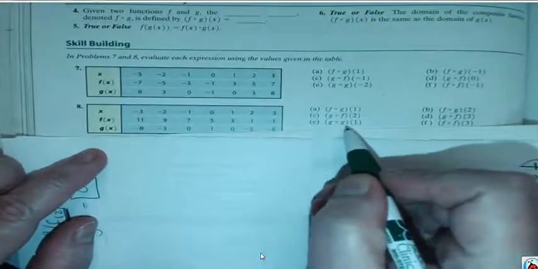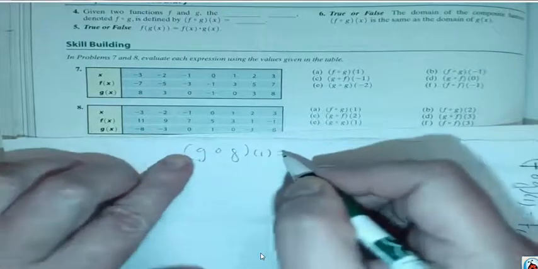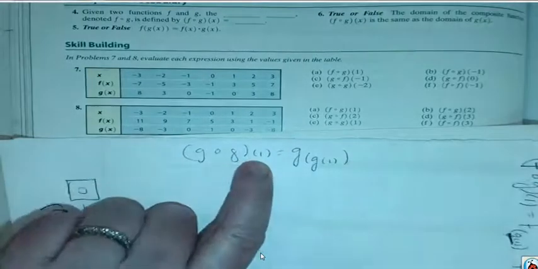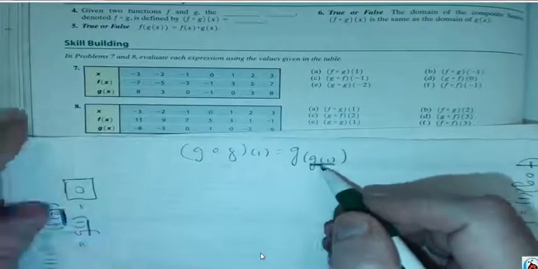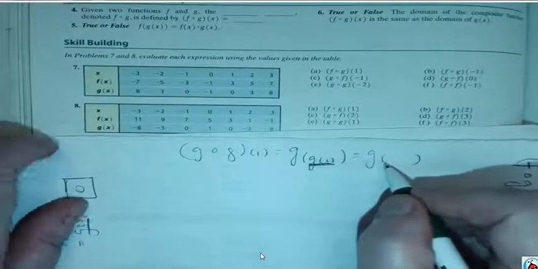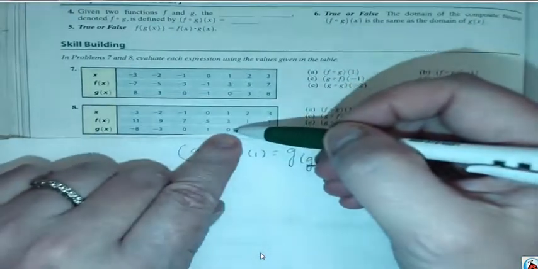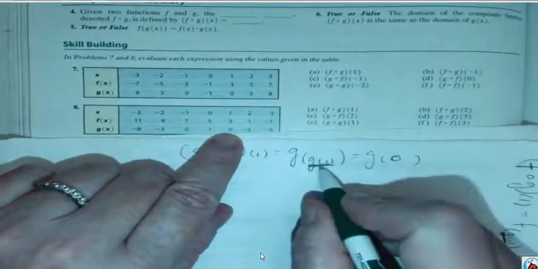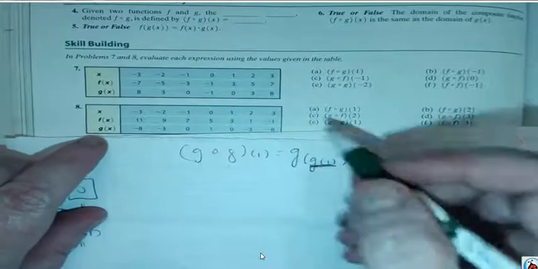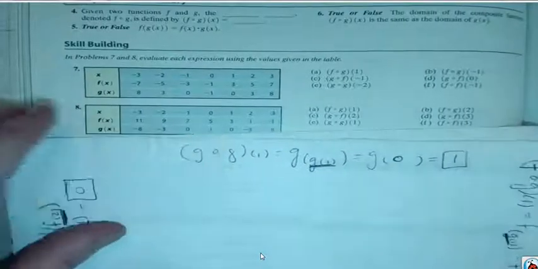Let's look at this one. What is g composed with itself evaluated at 1? Well, it's the first one evaluated at the second one evaluated at 1. What is g evaluated at 1? According to this chart, if x is 1, then g evaluated at 1 is 0. So I'm going to replace that with 0. And according to this chart, what is g evaluated at 0? If x is 0, g evaluated at 0 is equal to 1. And that's my answer.